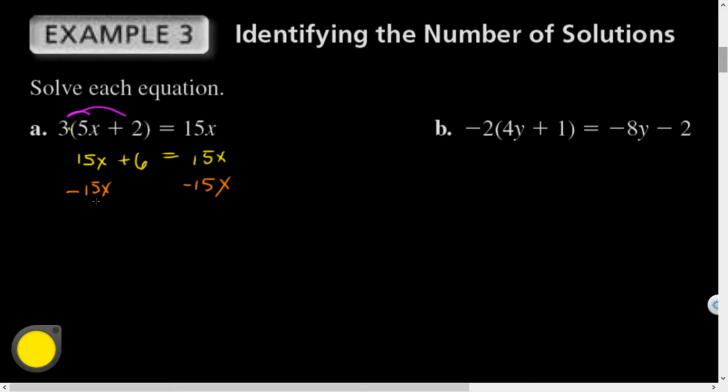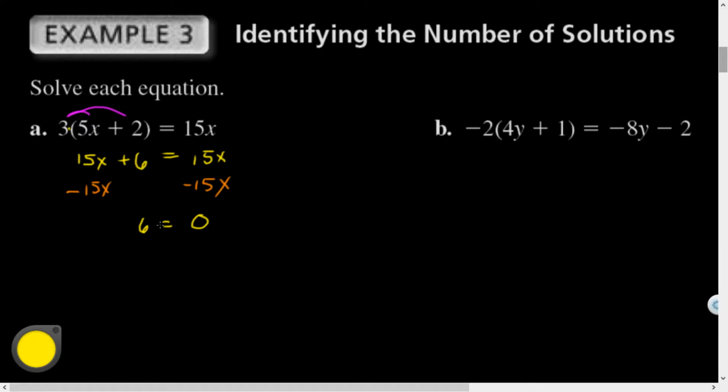I'm going to get 15x minus 15x is 0, so I get 6 on this side, equals 15x minus 15x is 0 x's, or 0. So what's x equal to? I don't know. I got 6 equals 0? Is that the answer? Well, even if I did that, I'd move this over here. I would have had a minus 6 over here, and then I still would have subtracted 15x, and I'd get 0 equals negative 6. Huh.